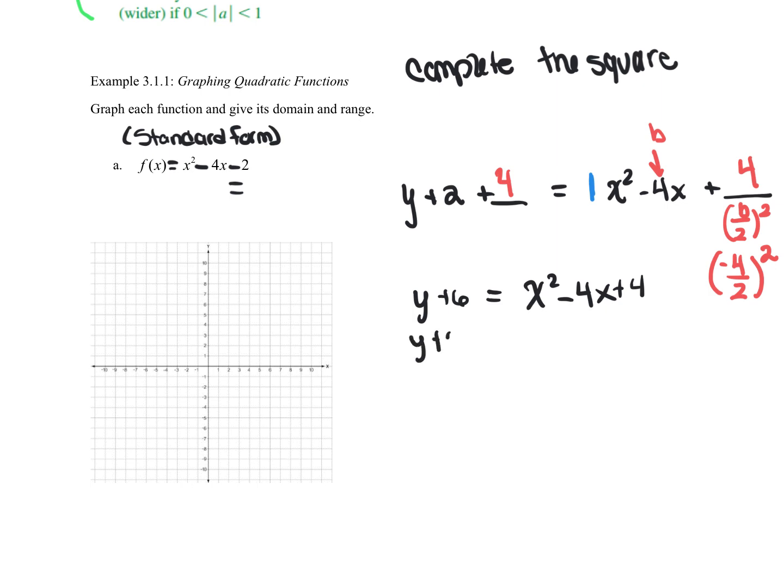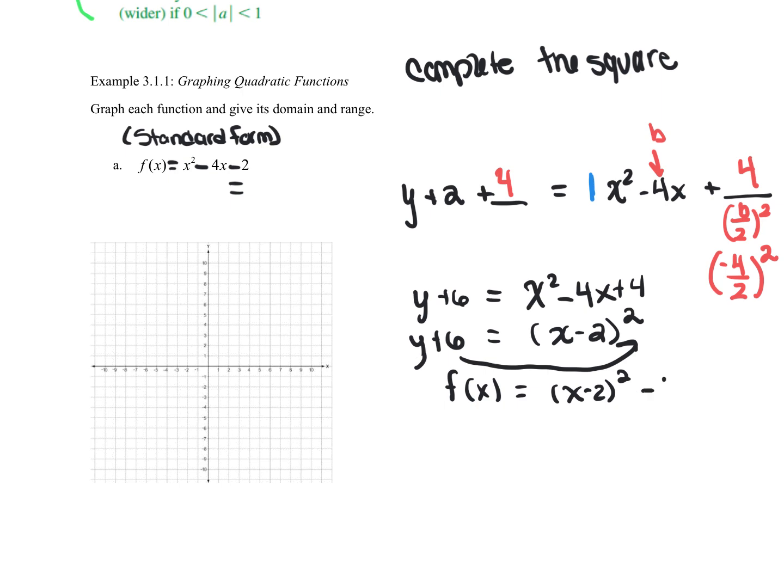So y plus 6, this 4 that we added in here makes this side the perfect square that it factors into x minus 2 squared, and then you have to subtract the 6 over. So y, actually we'll go back to calling it f of x. Y is the same thing as f of x, so f of x, I moved this 6 back over to this side, equals x minus 2 squared minus 6.